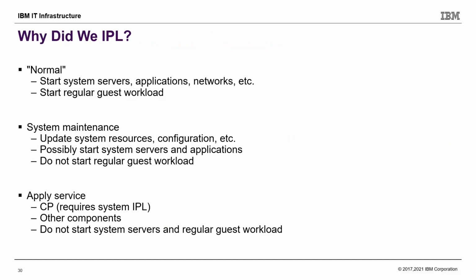I talked about different environments and different actions you might want to take, using the CP environment variables to do that. So it's good to know why you IPL'd your system. Was this a normal IPL? I'm bringing it up to do production, in which case I want to get all the things we just talked about up and running. Or am I doing some kind of maintenance on the system? Am I updating an application or installing a new version of a database server or something like that? In which case I might want to bring up some of my server machines, but I don't want to start my entire workload.